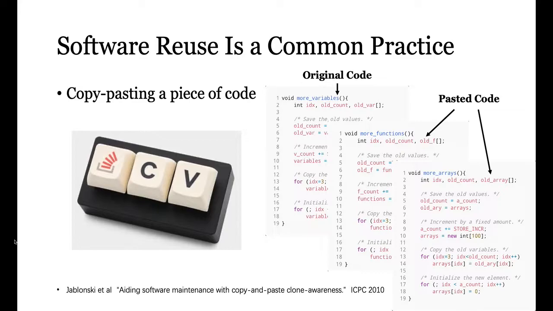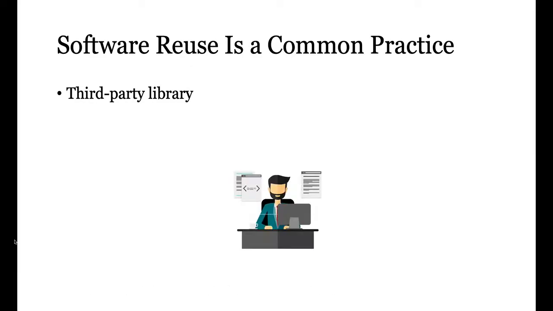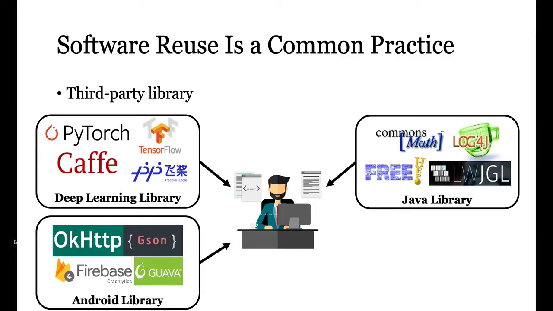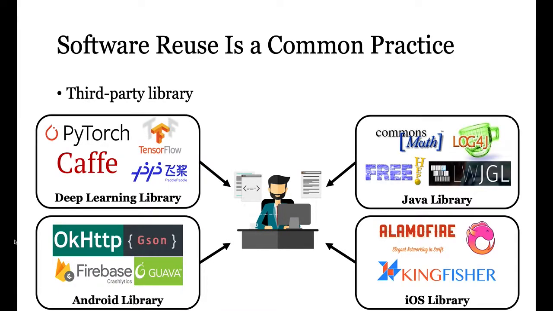Software reuse is a common practice for software engineers. The easiest reuse approach is copy-pasting a piece of code and making slight changes to the copied code. Importing third-party libraries is another common practice. Due to the flourishing of the open source community, there are enormous libraries available for software developers, such as deep learning libraries, Android development libraries, Java libraries, and iOS development libraries.